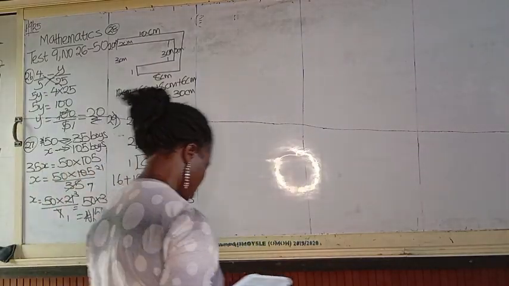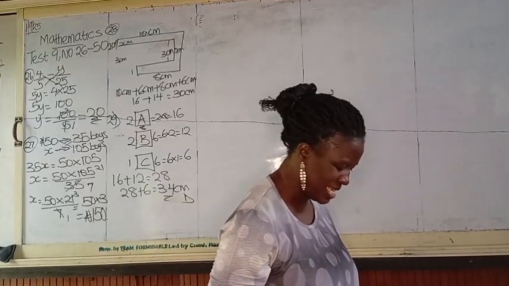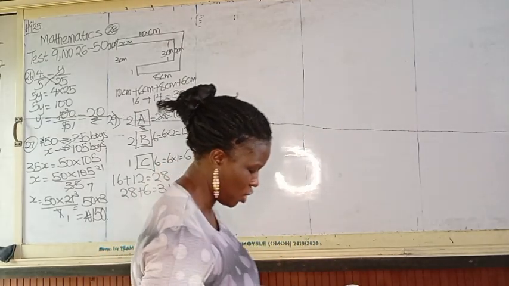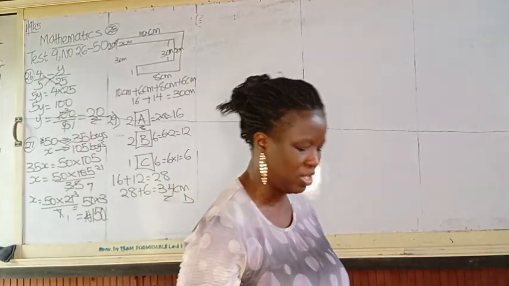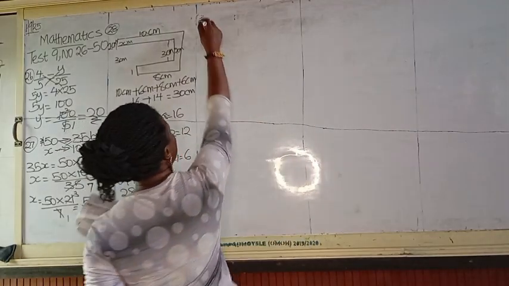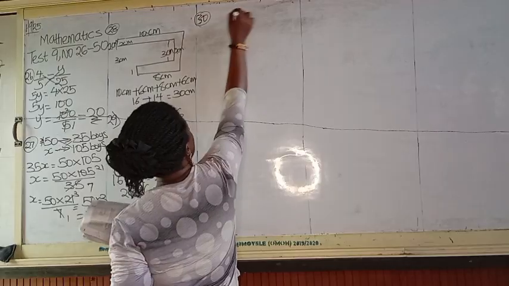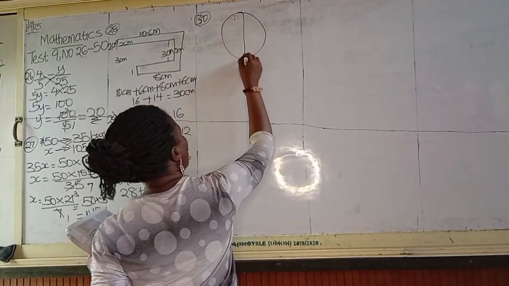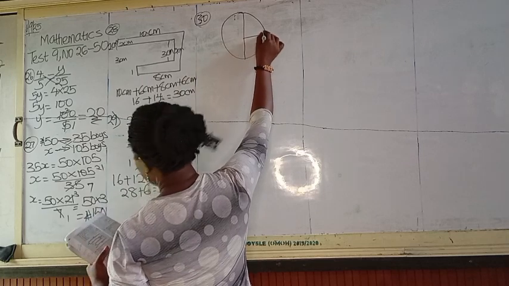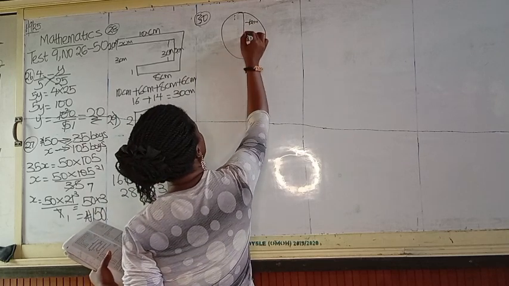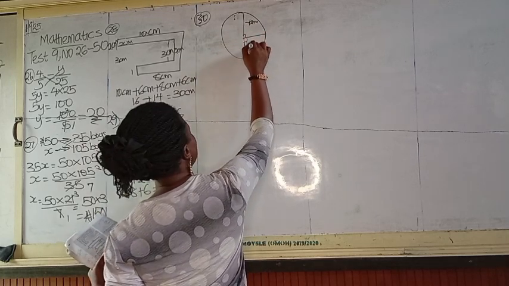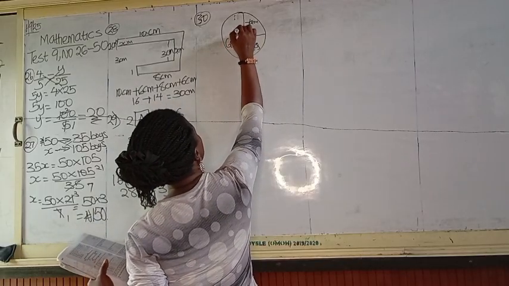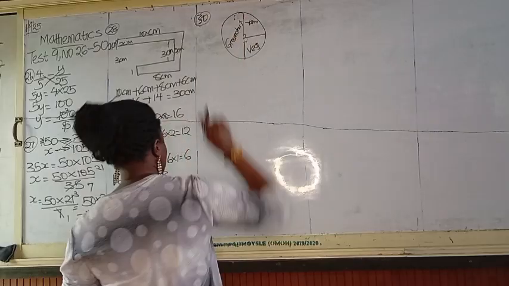Number 30 question. We are given a pie chart that represents a farm and the portion of the farm used for planting groundnut, yam, and vegetable. So this is it. The whole of the circle is 360. We are told this is half, this is for yam, this for vegetable, and this for groundnuts. So now let's go to the question.